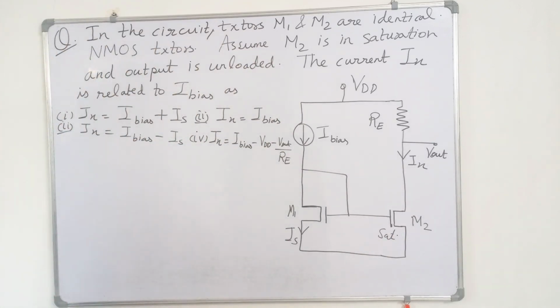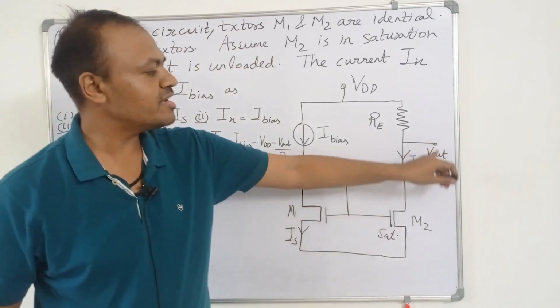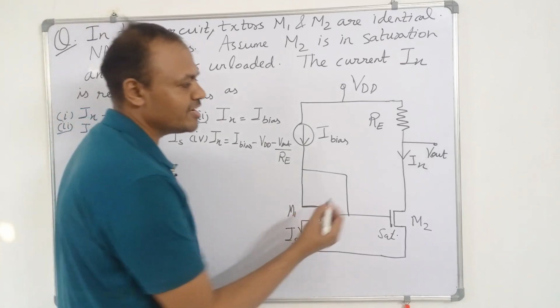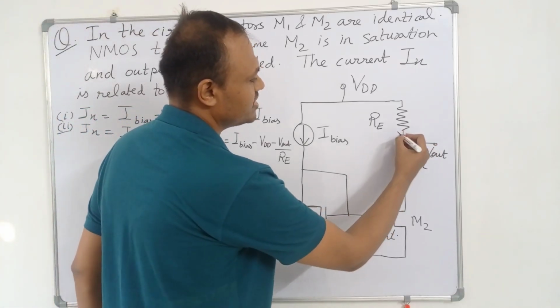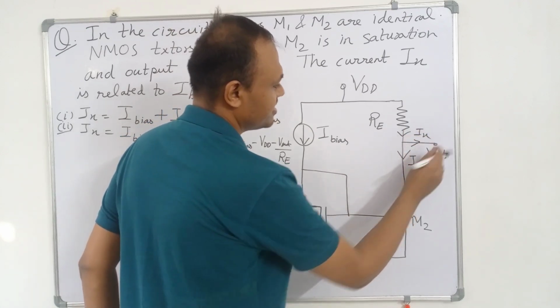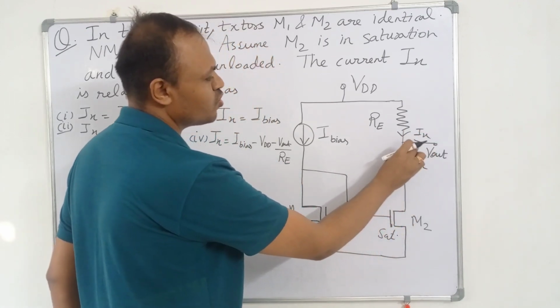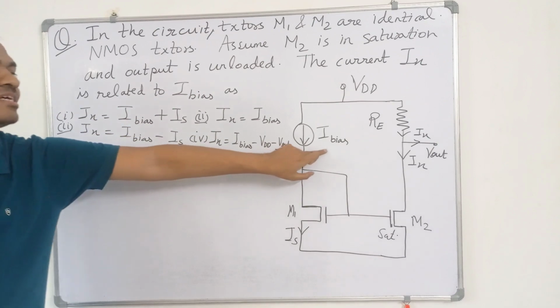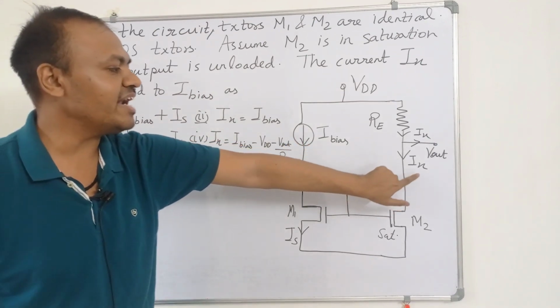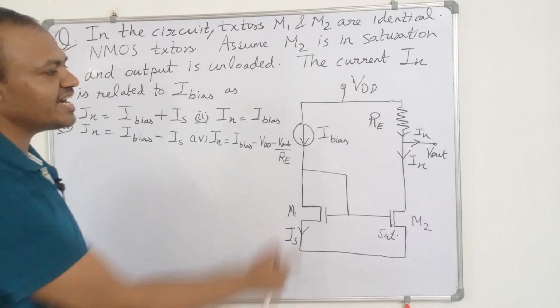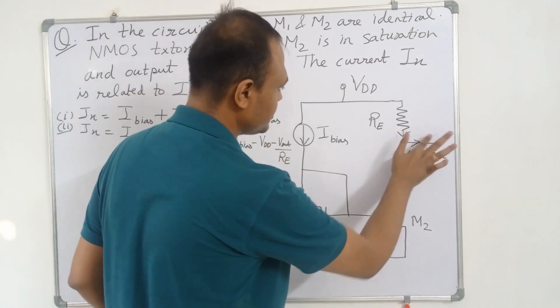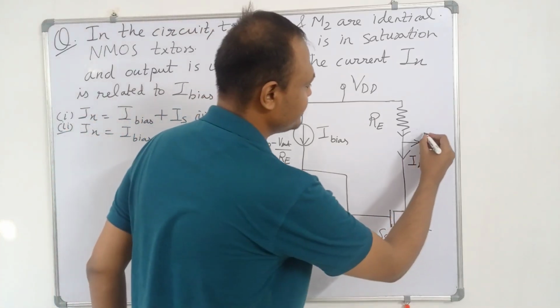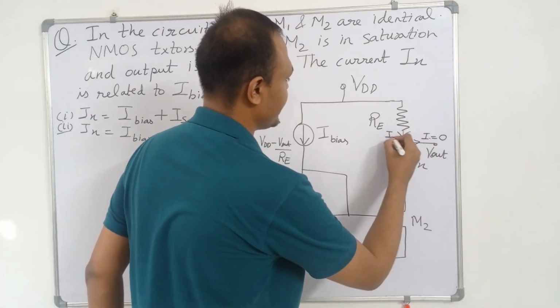M2 is in saturation and output is unloaded. So no resistance is connected to output, so it is unloaded. So there will be no current here. So this current Ix is equal to this Is, because no current is flowing towards the load. So output is unloaded. We have to find the current Ix in relation to I bias. So this is a biasing current I bias, and we have to find the relationship between this Ix and I bias. So this current I is 0, this is Ix.